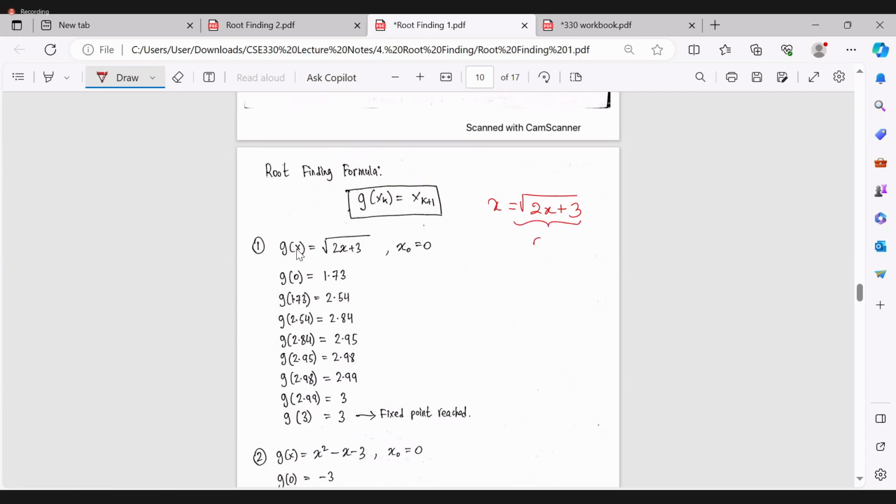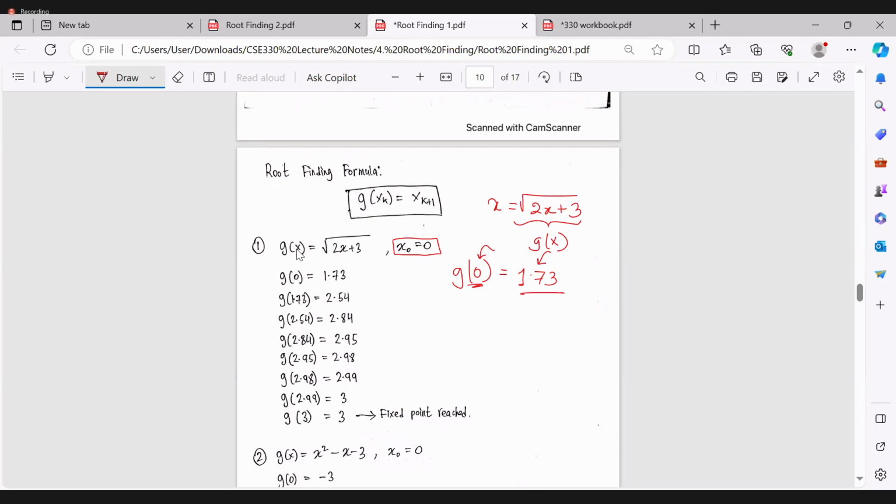So the first idea would be, this is our gx. Okay. So the first idea would be, you put the initial point that is 0 in this gx, and you will have a value which will be say 1.73. Then you need to check whether the value you're putting in is the value you're getting here. These are different, right? The value you're placing in here and the value you're getting here, these are entirely different.